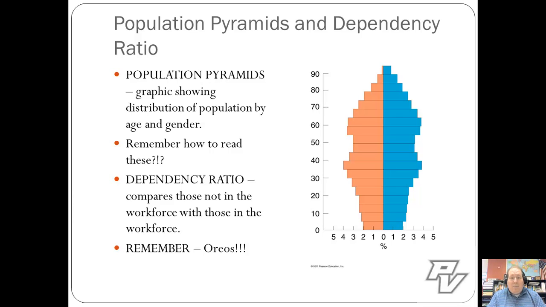So if you think about it, the bottom cookie is that 0 to 15 range at the very bottom. The top cookie is our 65 and older population. Both of those cookies are going to be supported by the cream filling. That's ages 15 to 65, those people who are in average working age. The larger that ratio, the more people who are being depended on by that particular age group. So you have to be careful. Remember, think about the Oreo cookie example when you remember dependency ratio.